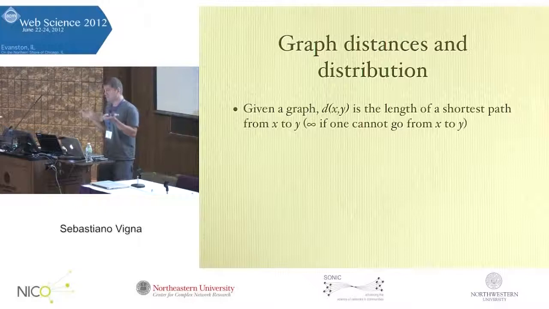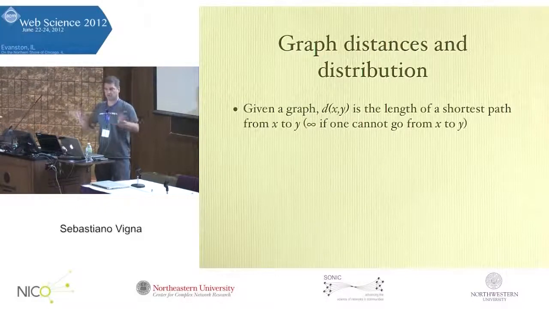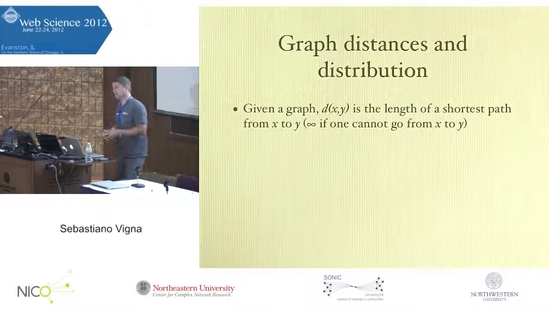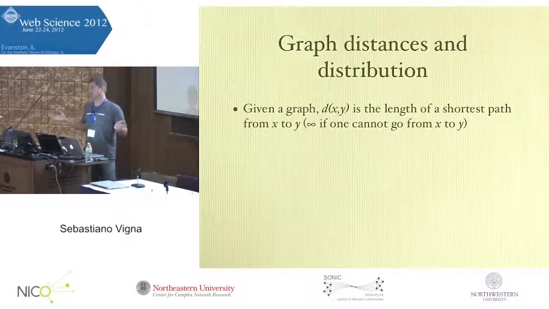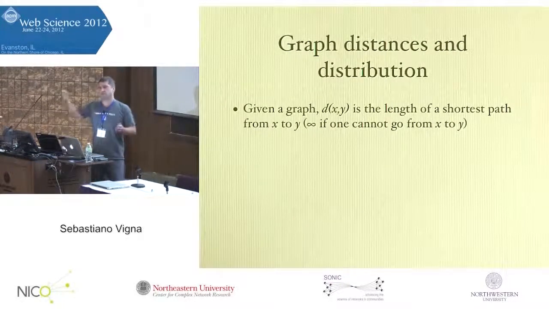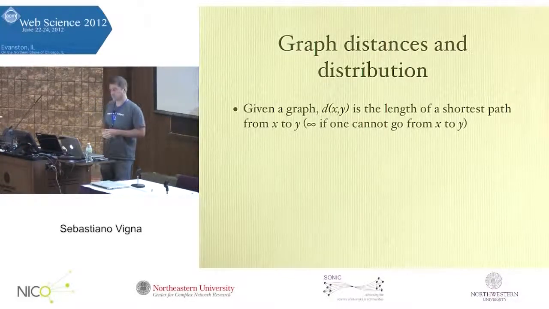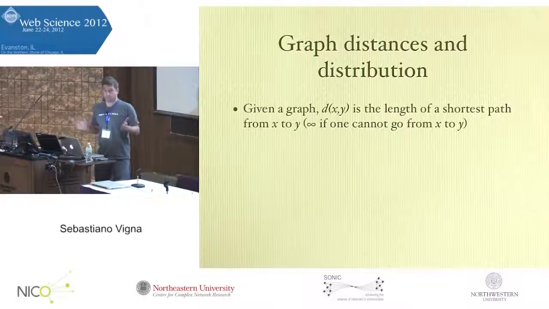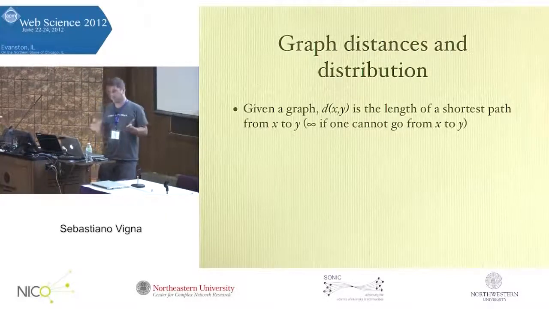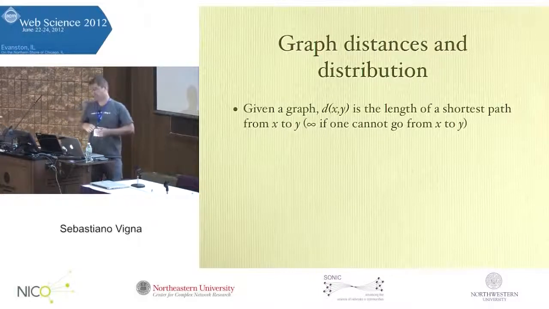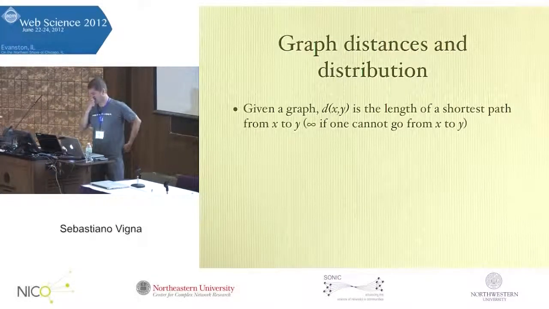So the distance in a graph, say a social network, nodes and arcs between nodes, possibly directed, is just the length of a shortest path from X to Y. So the smallest number of passages you can do to go from X to Y. It's 0 from X to X, because you can go from X to X in 0 passages. With respect to your successors or neighbors it is 1, and then you go on.